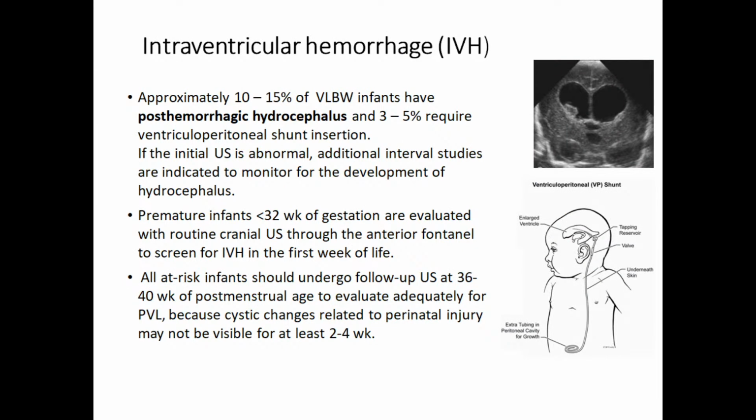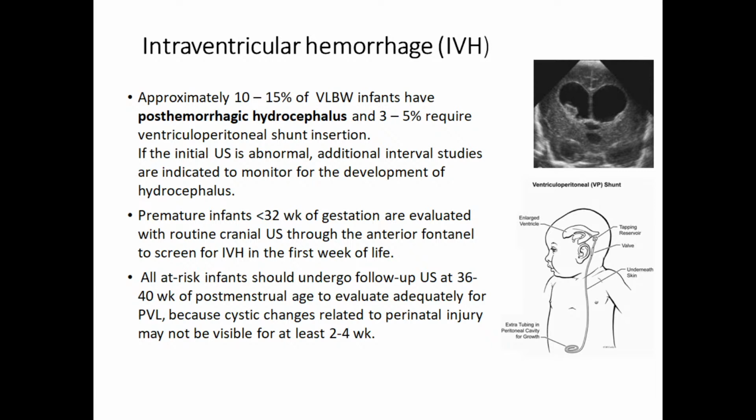Okay, intraventricular hemorrhage. Approximately 10–15% of very low birth weight infants have post-hemorrhagic hydrocephalus, and 3–5% require ventricular peritoneal shunt insertion. That's why you can meet this patient with this shunt. If the initial US is abnormal, additional interval studies are indicated to monitor for the development of hydrocephalus.